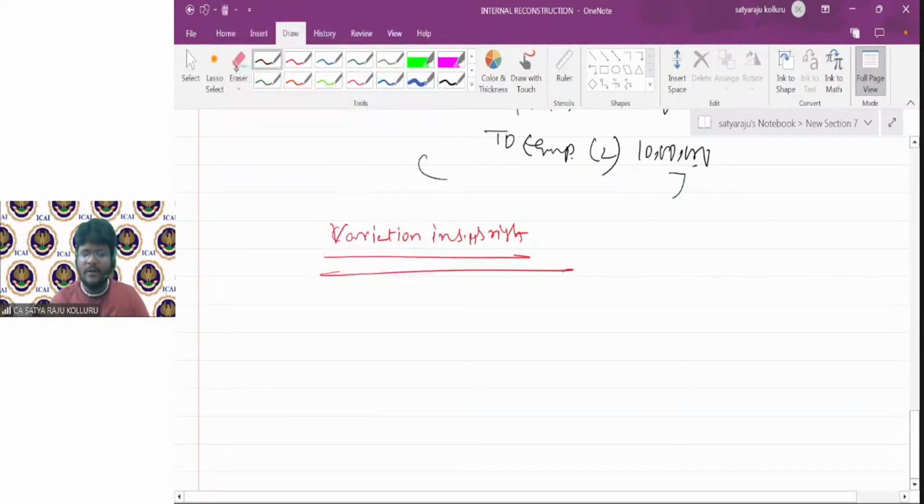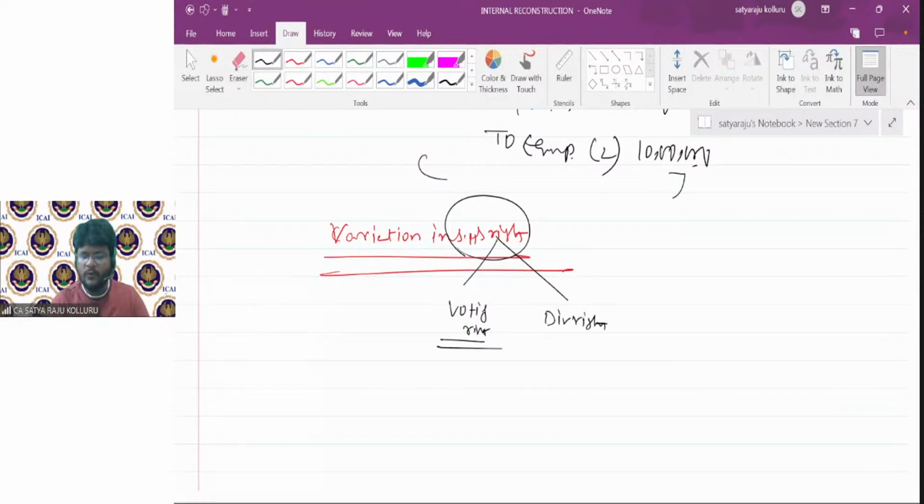So simply, what is the meaning of variation in shareholder right? The shareholder right means, in general, shareholders will have two rights. One is voting right. Another one is dividend right. Now the variation means change. Let me take one example for dividend right.